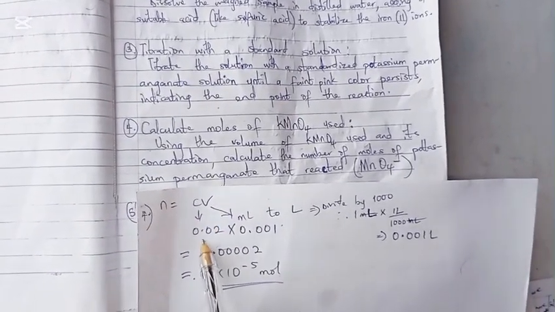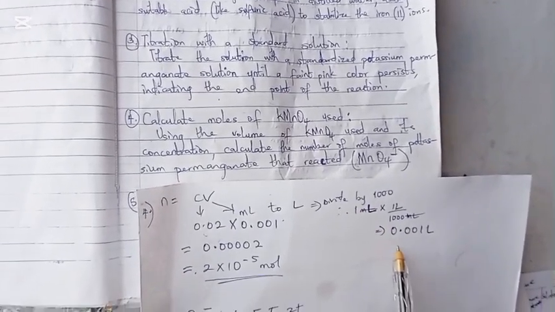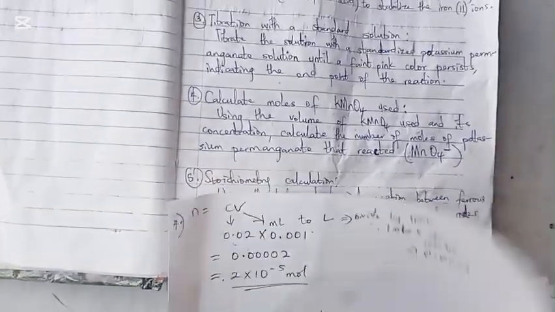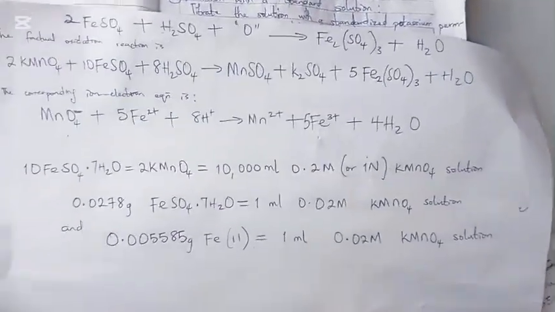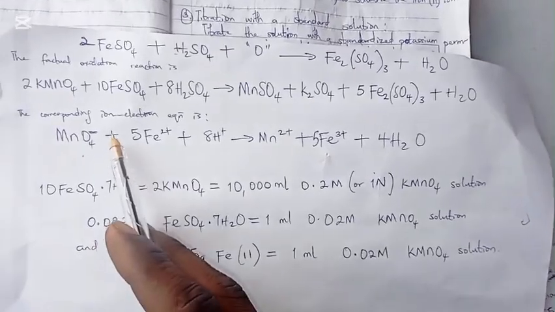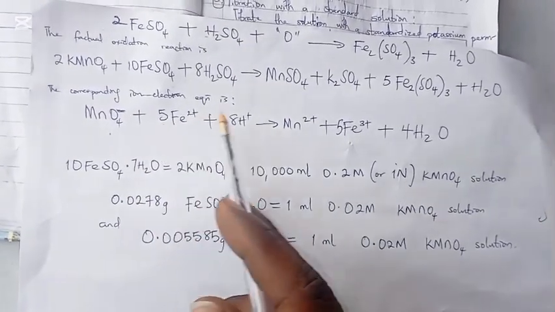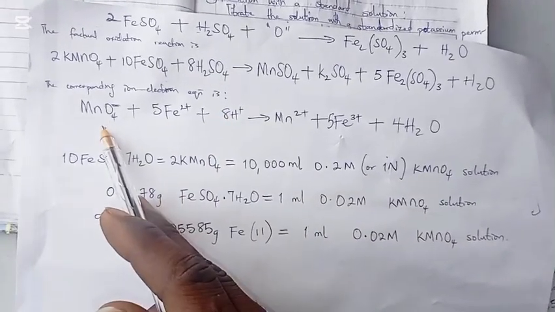So that is what I did. Then I converted the milliliter to liter, because liter is the STP unit for volume. I converted it. Then from the equation of the reaction, notice that this is the part of the balanced ionic equation. Notice that the charge here is the same: 2 times 5, 10, plus 8, 18, minus 1, 17.